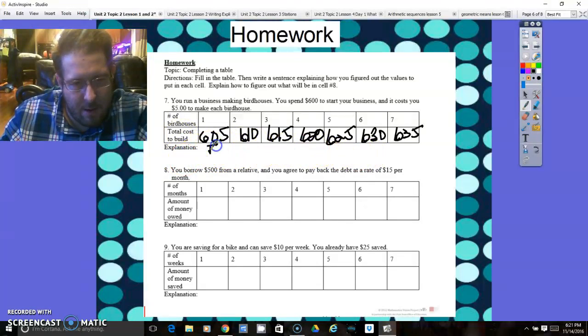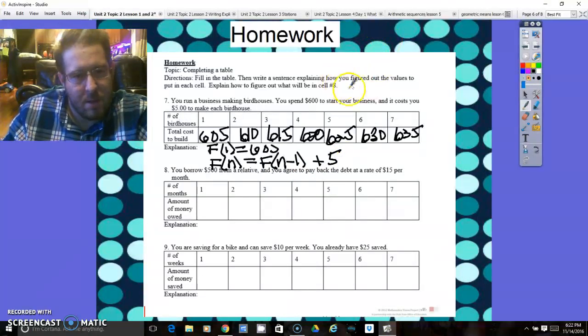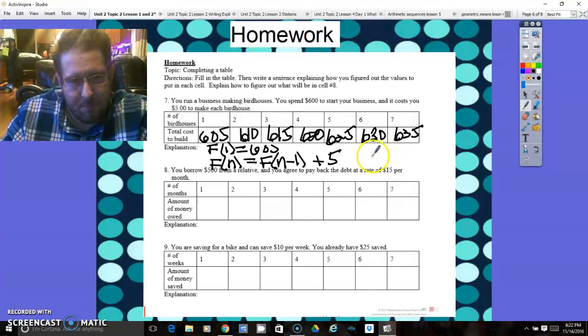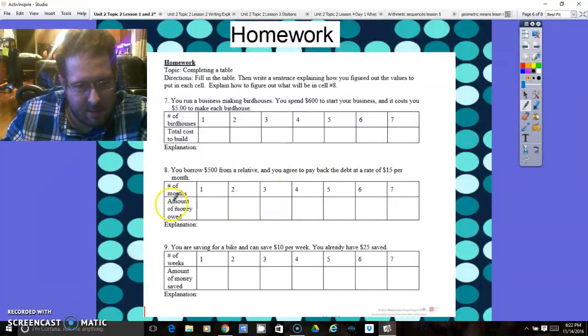You could also have written the recursive: f of 1 is equal to 605, and then in function notation, f of n is equal to f of n minus 1 plus $5 for each birdhouse. So that is how you find the next term, and if you want to find any term, you would simply start off with $600 plus $5 per birdhouse. So T was the amount of birdhouses. That's what I used right there. All right, so I'm going to eliminate that. Let's go to the next one.